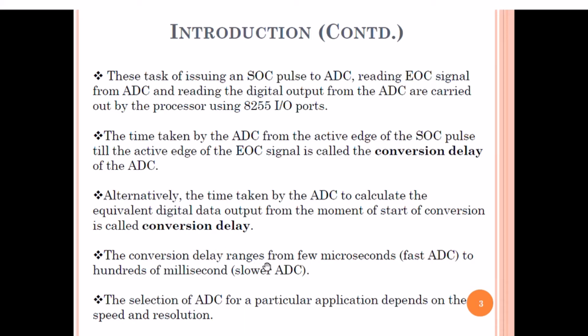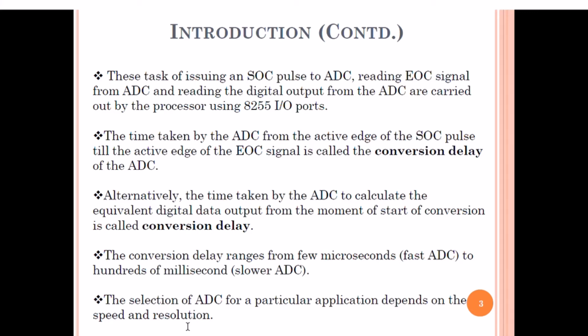The conversion delay ranges from a few microseconds in fast ADCs to hundreds of milliseconds in slower ADCs, because a millisecond is greater than a microsecond. The selection of ADC for a particular application depends on speed and resolution. There are multiple ADCs available in the market, so which ADC we use depends upon the speed and resolution. Speed is in terms of conversion delay, and resolution means the number of bits.